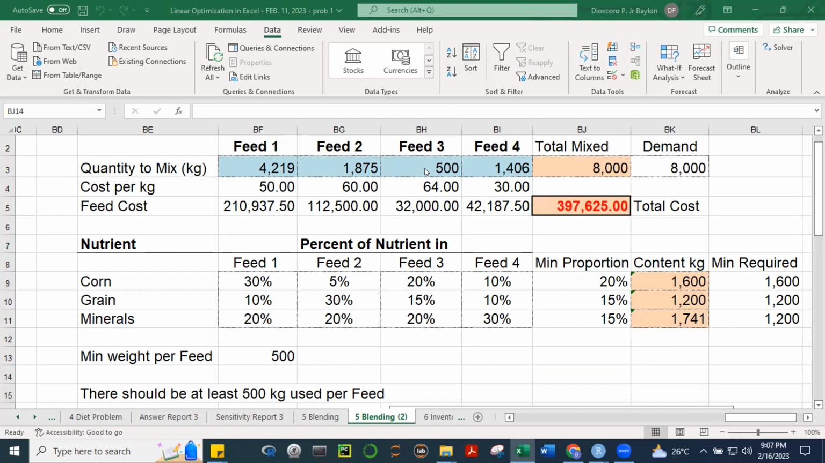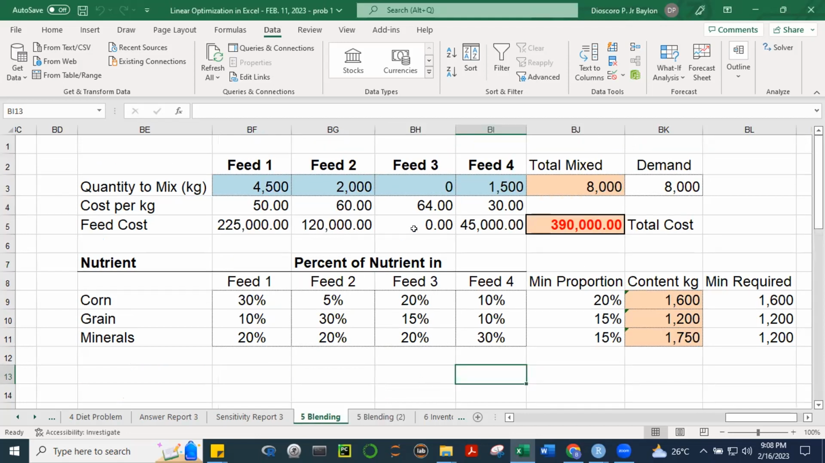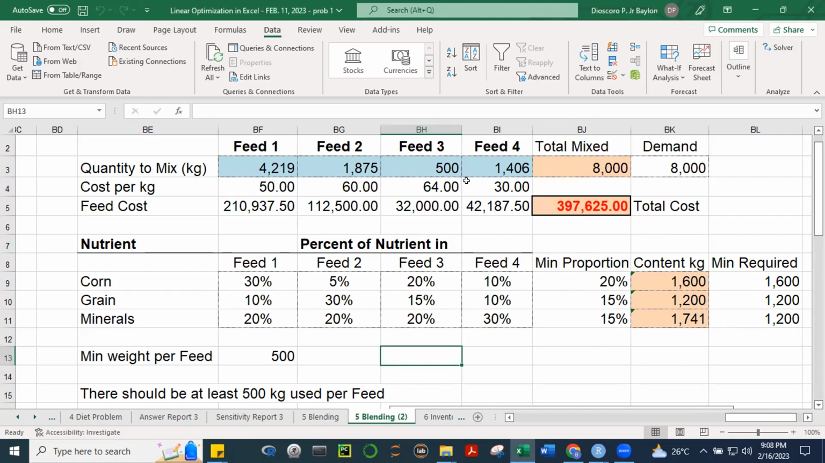And this is also the minimum cost given this constraint. Each one of them has 500 kilograms minimum. If we compare it with this one, this is 397. This one, on the other hand, is 390. Okay, in what circumstance could we apply this? What do you think, class? What is a practical scenario when the company will have to enforce this constraint?